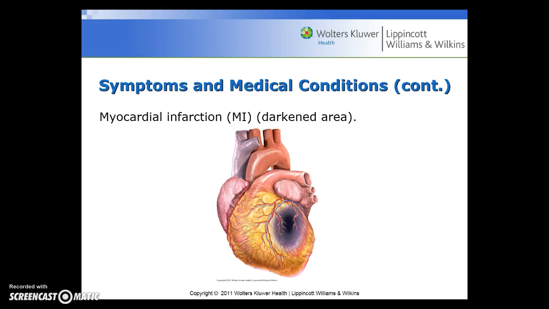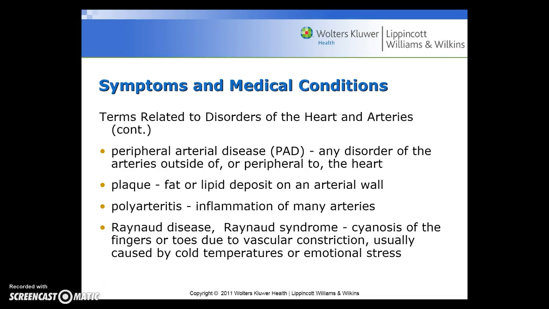This is part 2 of chapter 7, the cardiovascular and lymphatic system. So this is a picture of a myocardial infarction. You can see the darkened area there where a death of the heart tissue occurred due to a coronary artery occlusion. So we're going to continue the symptoms and medical conditions.